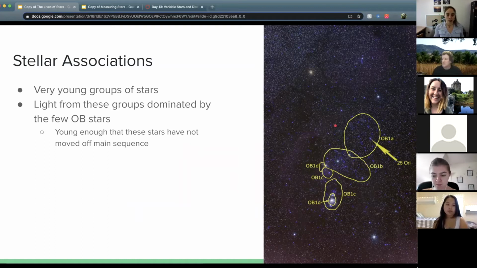So these are going to be the youngest groups of stars, just formed out of gas and dust, or gas and nebula. The light from these clusters is going to be dominated by just a few O and B stars. So these clusters will be young enough that the O and B stars haven't moved off the main sequence. And because O and B stars are just so much brighter than any other type of star, they will dominate the amount of light coming from these stellar associations. Even though there's always going to be way more K and M stars, those low mass stars will be so much fainter that the light from a stellar association will be mostly from O and B stars.